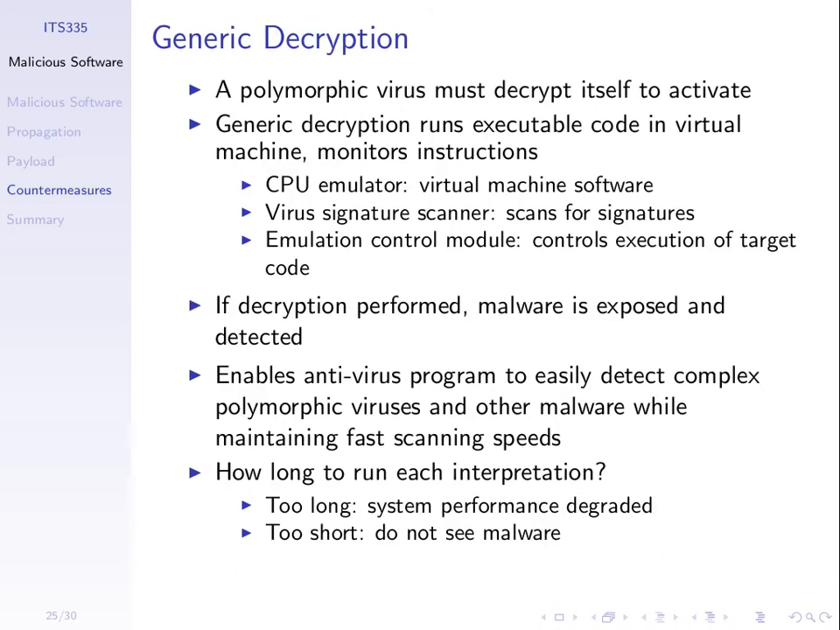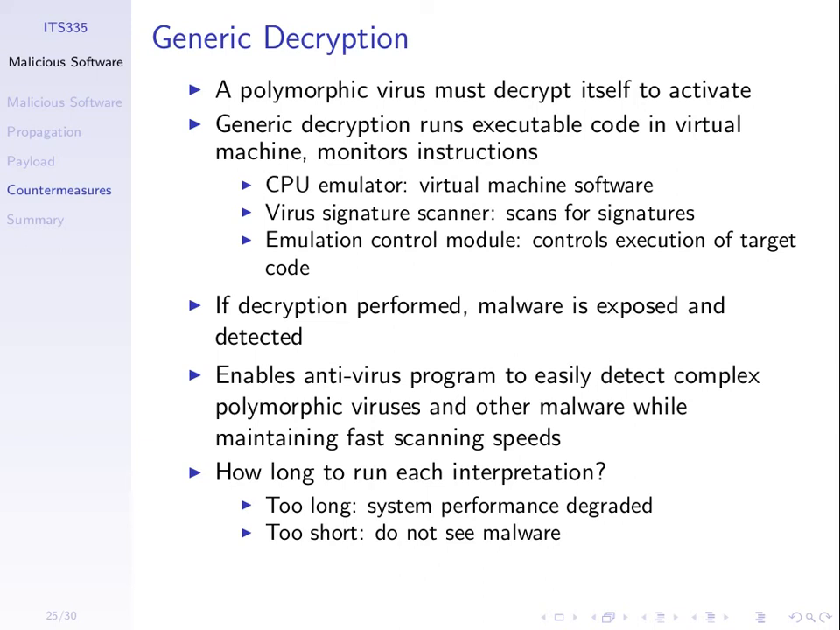One example of that running the malicious software is called generic decryption. Most viruses will be encrypted, and to execute, they decrypt themselves. So the virus itself is encrypted. When the virus runs, it decrypts itself and then performs its actions. So one approach is to allow that to happen. So that's what generic decryption does.